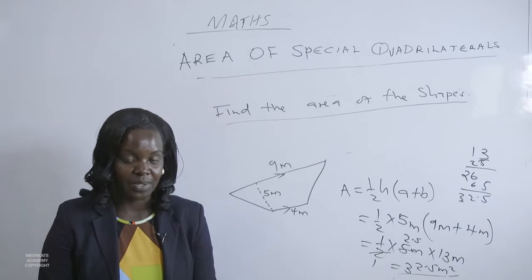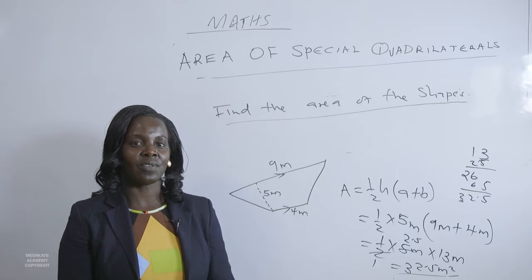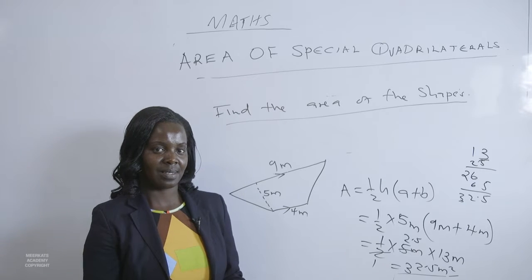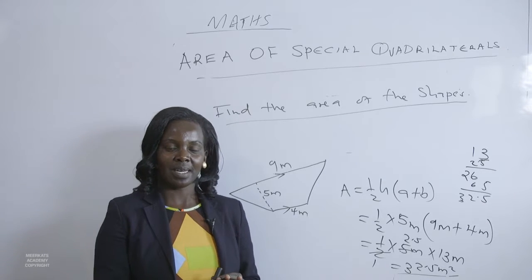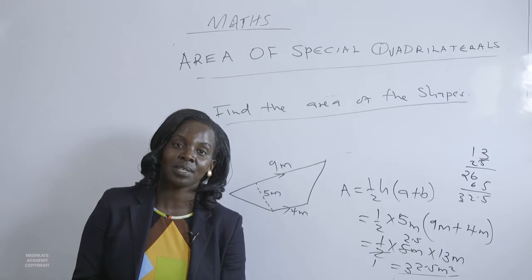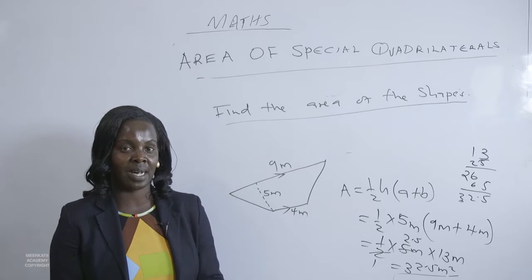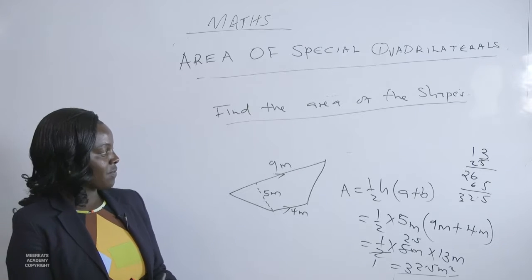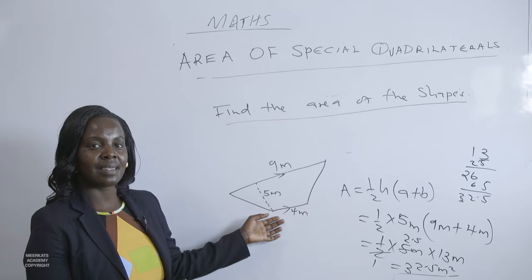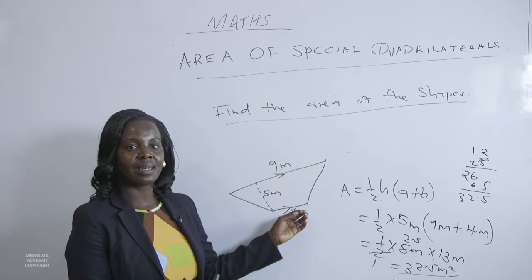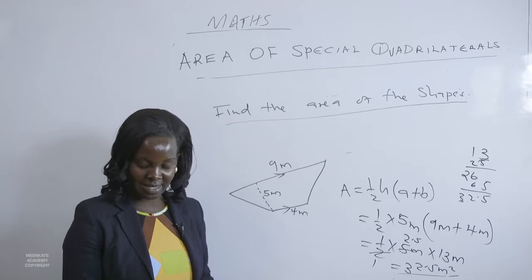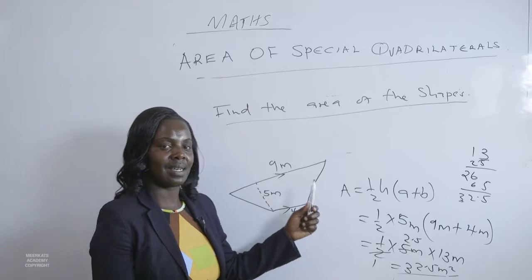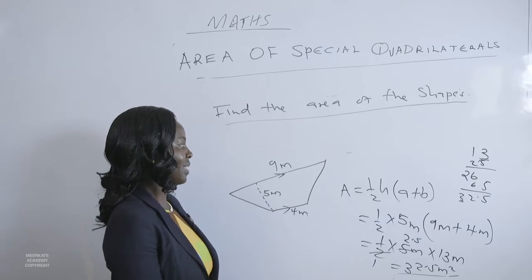So those are the examples of how to calculate the area of special quadrilaterals. Now that we have the rules, we just simply substitute the values into the rules that we have already established. What if you are not given the numbers instead? You are given the letters instead of numbers. The rule will still apply, only that instead of using the numbers, we use the letters.